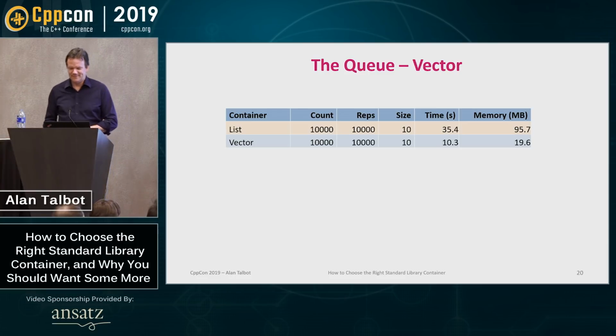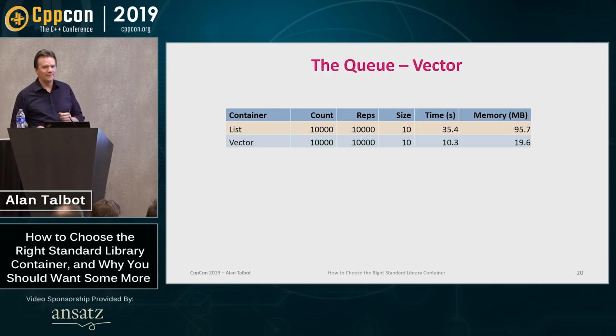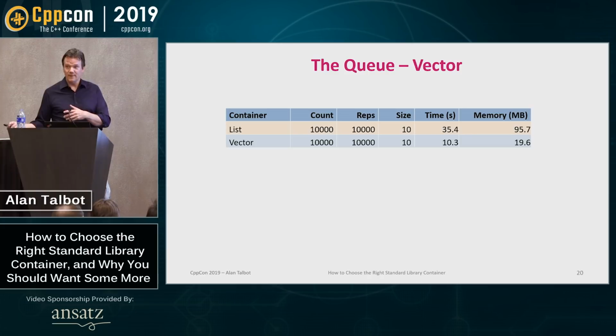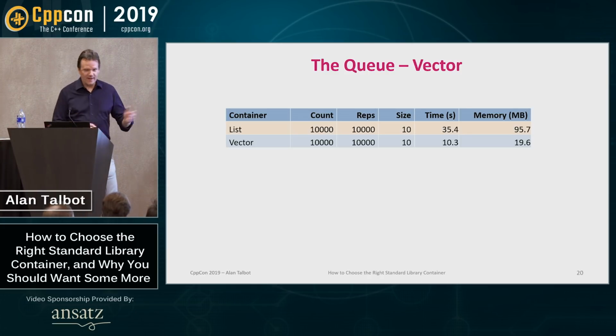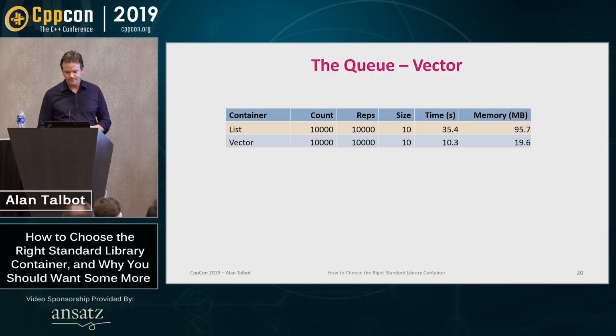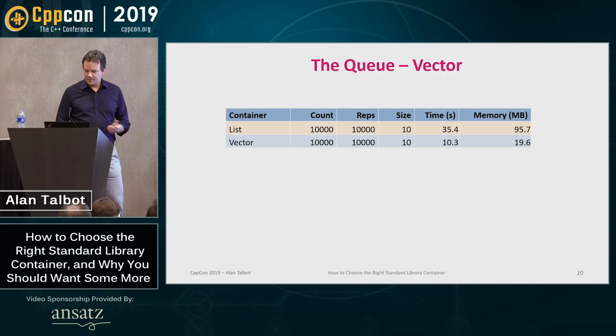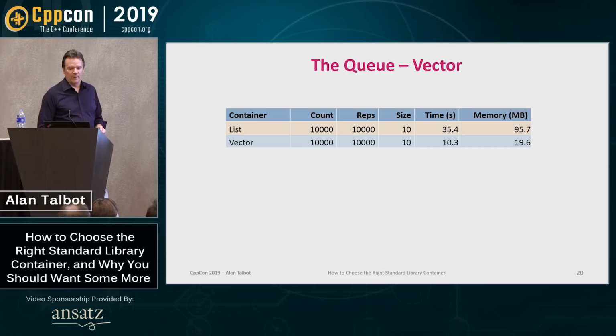But wait a minute, right? You say, there's some other container, I can never remember what it's called, right, that we could be using here. Oh, right, a deck. A deck has the best properties of a vector and a list, right? You can push and pop front. It's fast to iterate, right? So let's try it with a deck and see what happens.